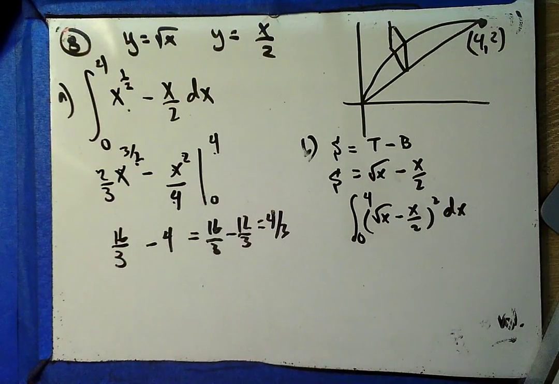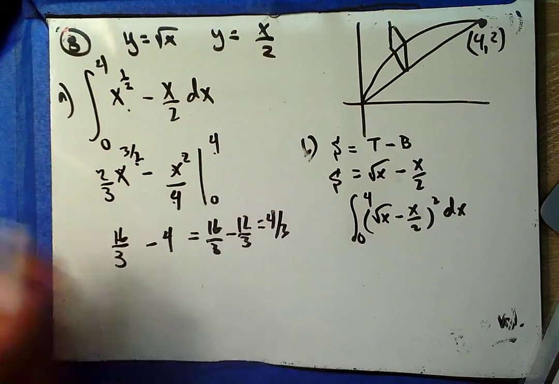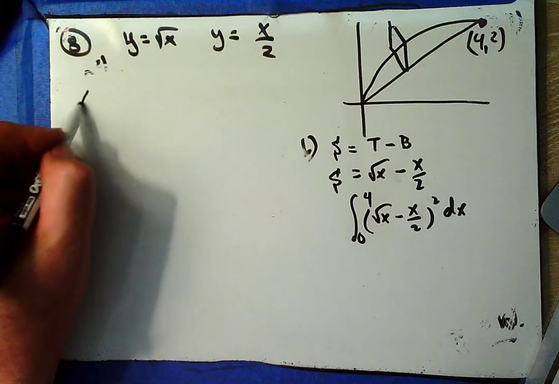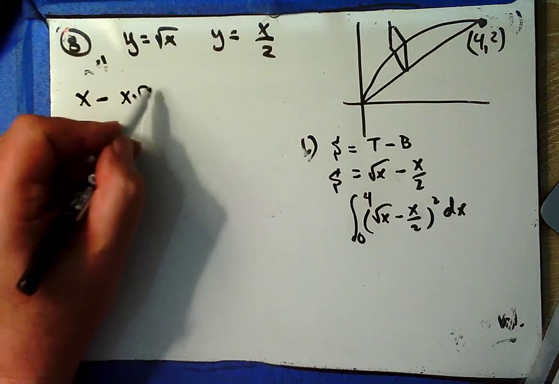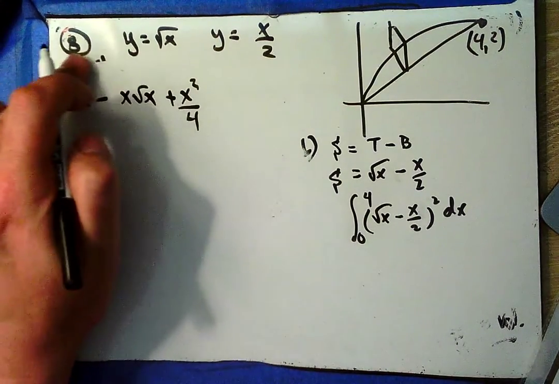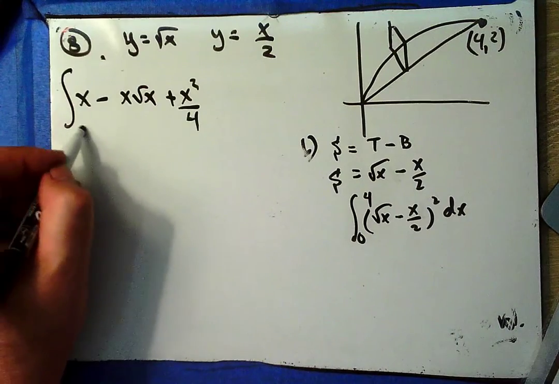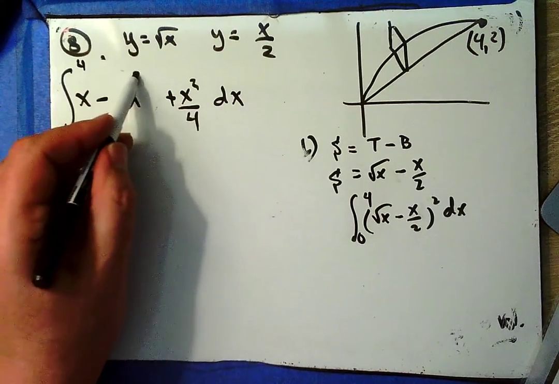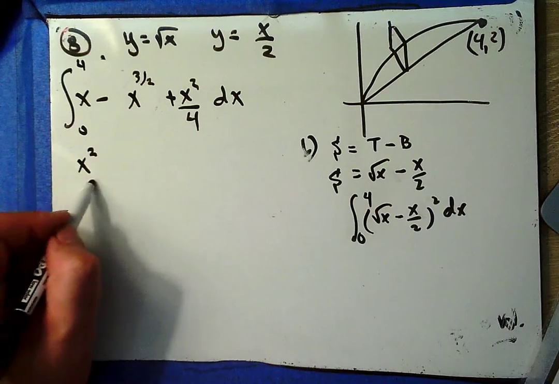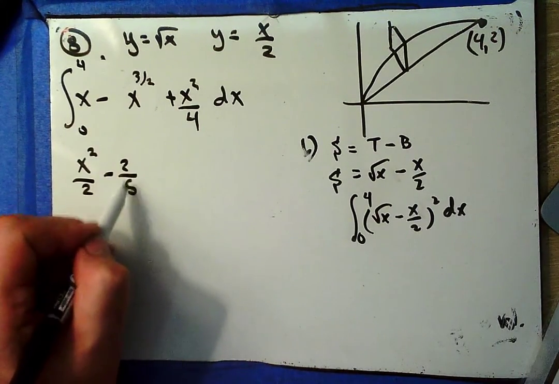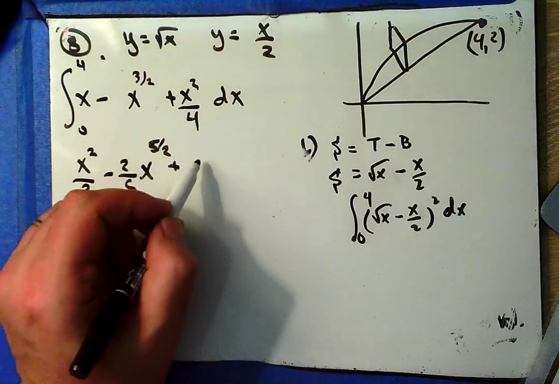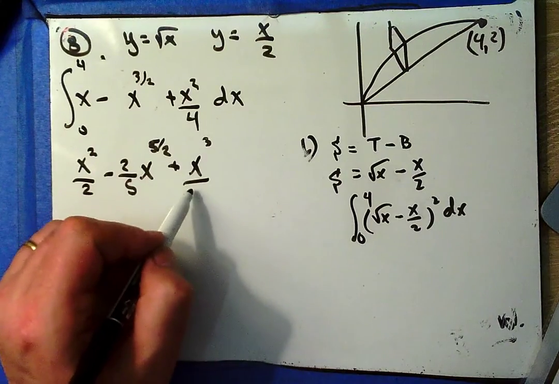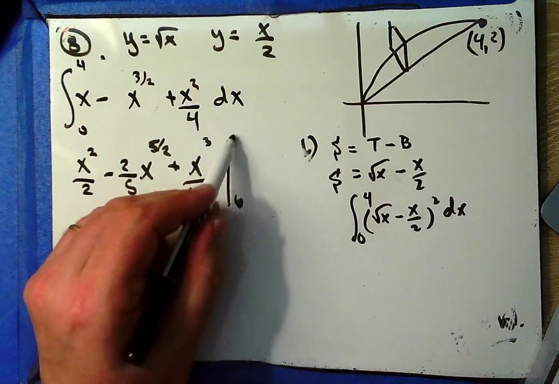I do want to make sure that I read the problem carefully, but part B says, yes, perpendicular to the x-axis are squares, find the volume. So I need to actually FOIL this out. I'm going to get x minus x root x plus x squared over 4. That's not the antiderivative, that's just FOILing from 0 to 4 dx. This I would be happier writing as x to the 3/2, and my antiderivative is x squared over 2 minus 2/5 x to the 5/2 plus x to the third over 12. And we're integrating from 0 to 4.